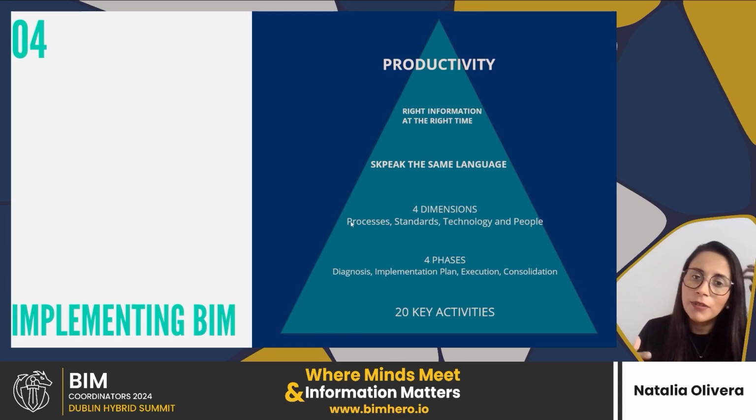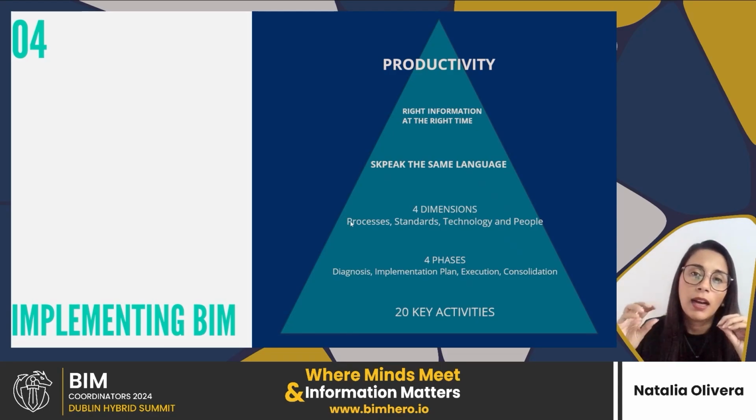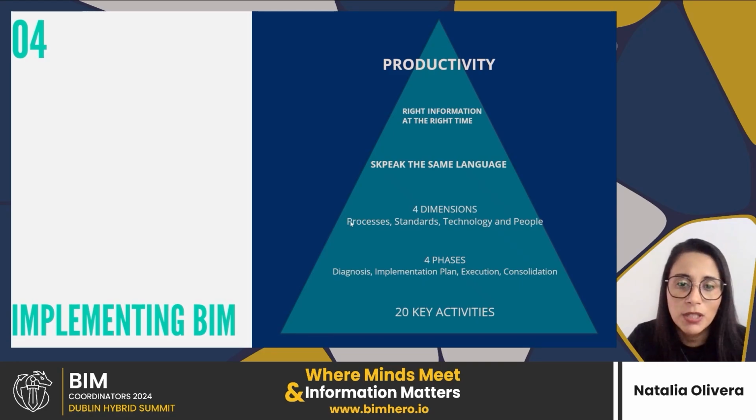And then, as you see, at the top of the pyramid we have these 20 activities that we need to develop in these 4 different phases: diagnosis, implementation plan, execution, and consolidation. And they sit under 4 dimensions of the company: processes, standards, technology, and people. Everything is set to speak the same language. And this is why we need to speak the same language, because we need to have the right information at the right time to make the right decisions. And that will increase the productivity.